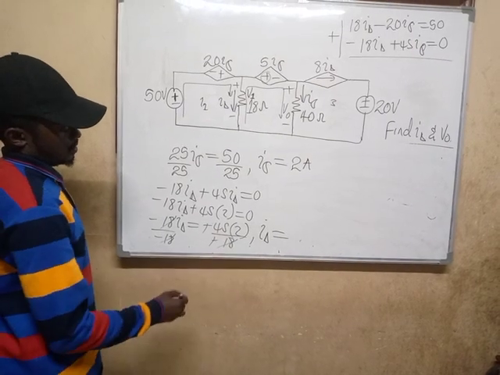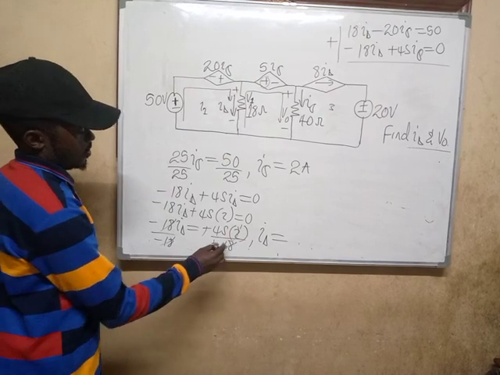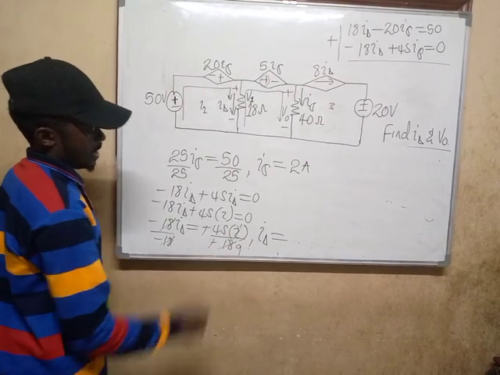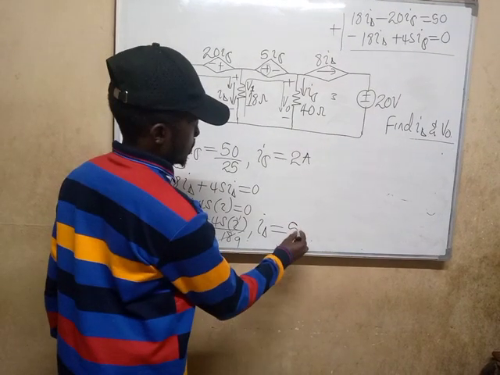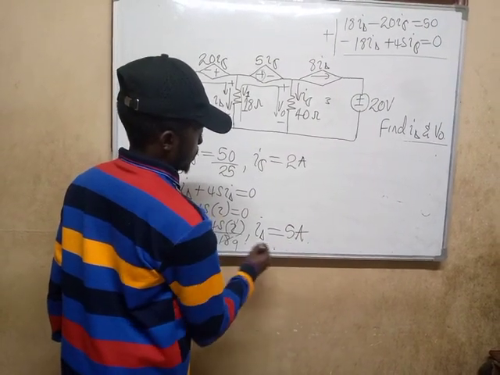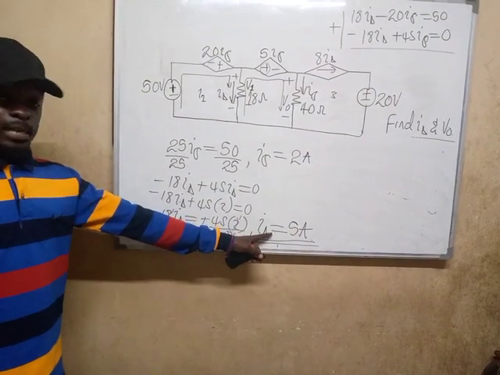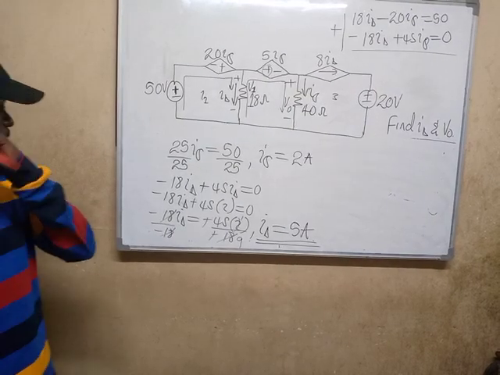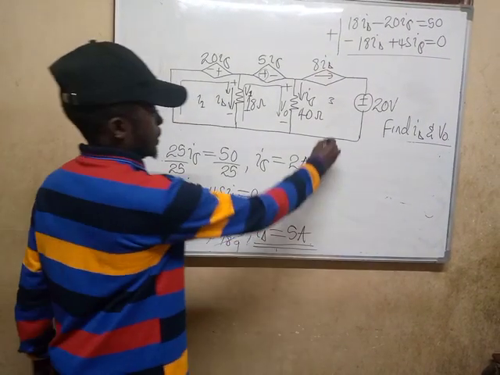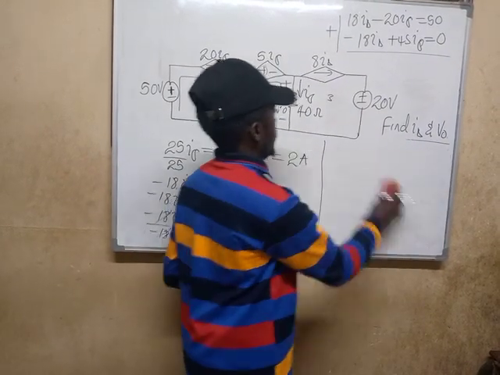So my I delta is equal to, the negatives cancel. What is 2 into 2? It is 1. What is 2 into 18? It is 9. The 9 into 45, what I'm getting is 5 amps. So in other words, we are done with I delta. I delta is equal to 5 amps.